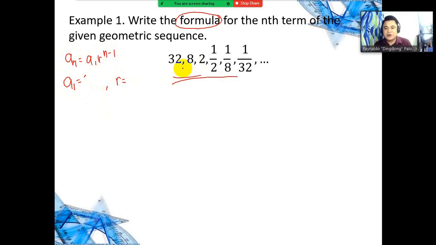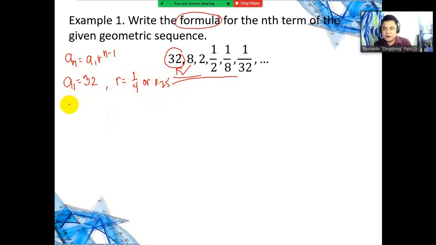Now, how are we going to identify a sub 1? A sub 1, of course, is the first term of the sequence. So in this sequence, we have 32. And for your common ratio, remember, you can divide any pair of consecutive terms from right to left. For example, 8 divided by 32, you cannot say that the answer here is 4. Rather, the answer is 1/4, or simply 0.25 if you would like to use decimal.